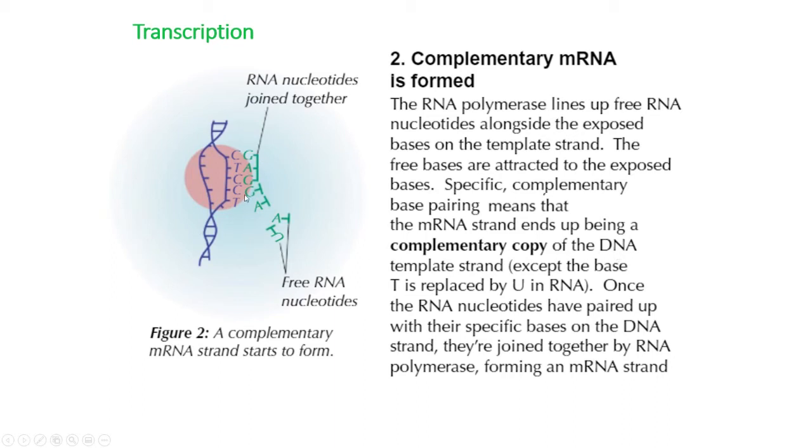The key difference, as we mentioned before, is that it would be exactly the same as the DNA base pairing rules for a complementary strand. However, they don't have a thymine base. They only have a uracil base. So where you would find T, you will find U instead. Once they've paired up with their specific bases on that strand, they're joined together by RNA polymerase, which then makes this mRNA strand.